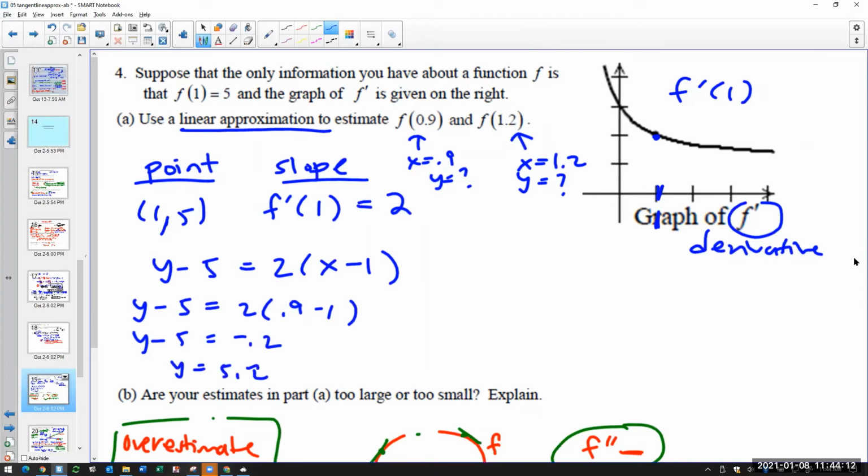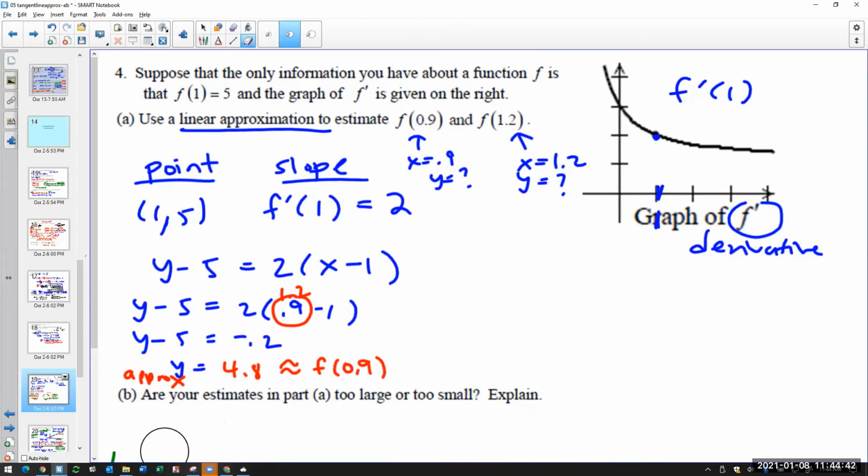So y is equal to 5.2. Okay, so this right here, let me make sure you understand. This is an approximation. Oh, it's not. Is it 4.8? Okay, sorry about that. 4.8. Okay, and that's about what f of 0.9 is. This is an approximation. So let me just write that. Make sure you understand, this is not the real value. I used the tangent line to get it, so it's an approximation. And then you can do the same thing, and I'll let you guys do it. Put 1.2 here, okay? And find that one.